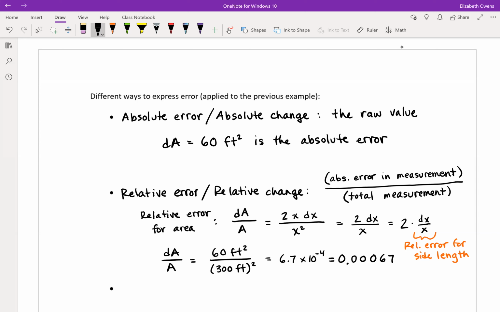And so that doesn't sound quite as bad as 60 square feet. Relative to the size of this lot is pretty large. Let's see, that would be 9 with 4 zeros after it. 9, 1, 2, 3, 4, 90,000 square feet for the size of this lot. 60 square feet out of that is not a huge amount.